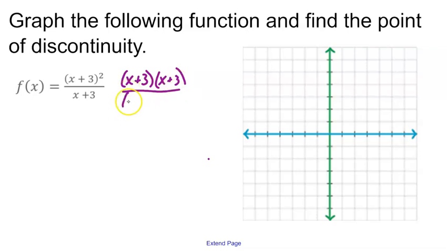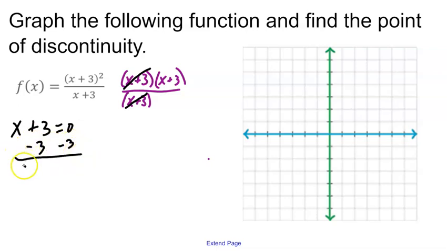And then in the denominator, I have an x plus 3. And I want to simplify this. There's an x plus 3 in the numerator and an x plus 3 in the denominator that divide out. Because they divide out, that means I'm going to have a hole for that area. If I have x plus 3 in the denominator, it can't equal 0. So I would subtract 3 here, and I would have x equaling a negative 3. That means if x is negative 3, I cannot solve it.